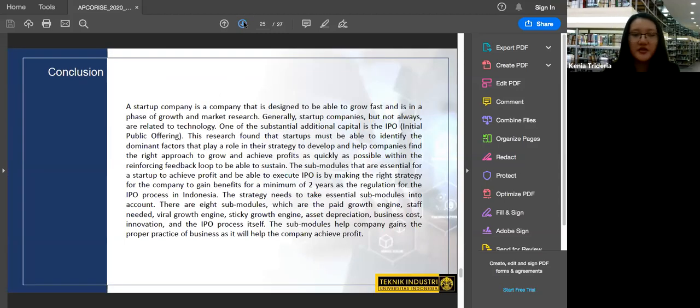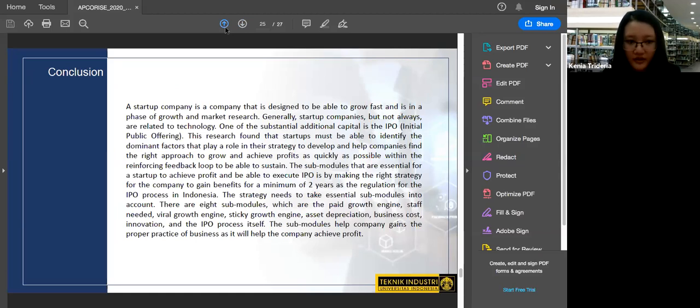Okay, this research found that the startup must be able to identify the dominant factors that play a role in their strategy to develop and help companies to find the right approach to grow and achieve profits as quickly as possible within their reinforcing feedback loop to be able to sustain. The submodels that are essential for a startup to achieve profit and be able to execute IPOs by making the right strategy for the company to gain benefits for a minimum of 2 years as the regulation for the IPO process in Indonesia. The strategy needs to take essential submodels into account.